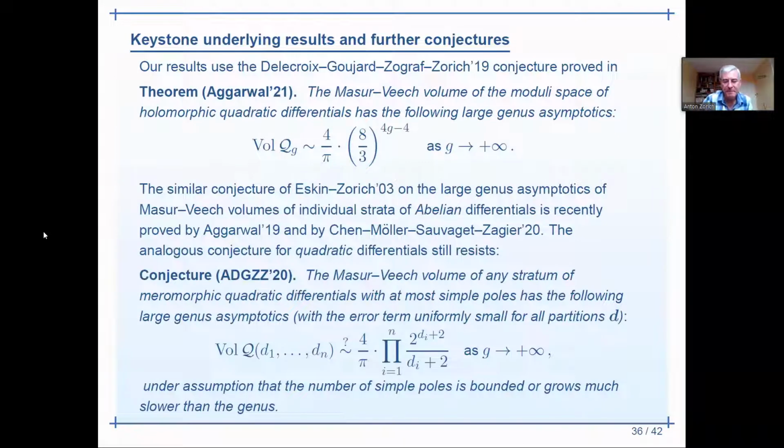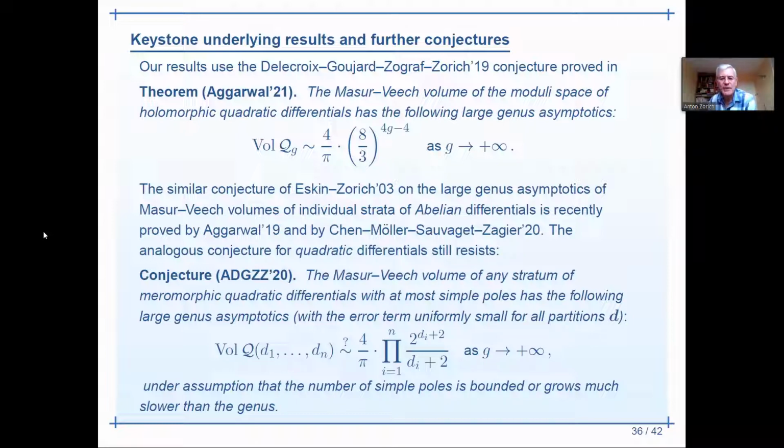Sorry, Anton, will you please return to the previous slide? D should be a partition of 4g minus 4 plus n. Yes, indeed. And what do you mean by Q of d1, ..., dn? Suppose for simplicity that n is equal to 0, to have one parameter only, g. Then the d's are a partition of 4g minus 4.